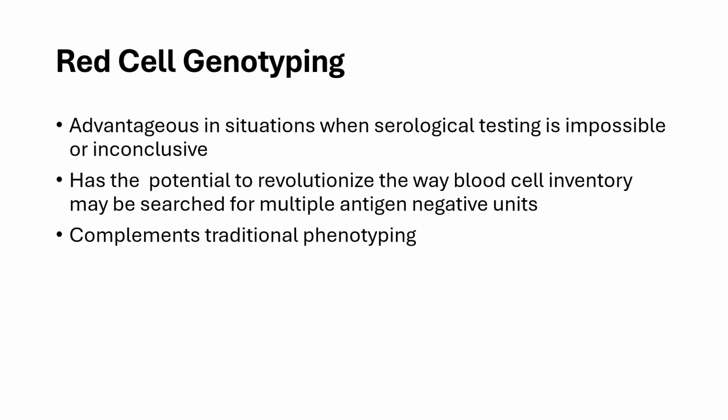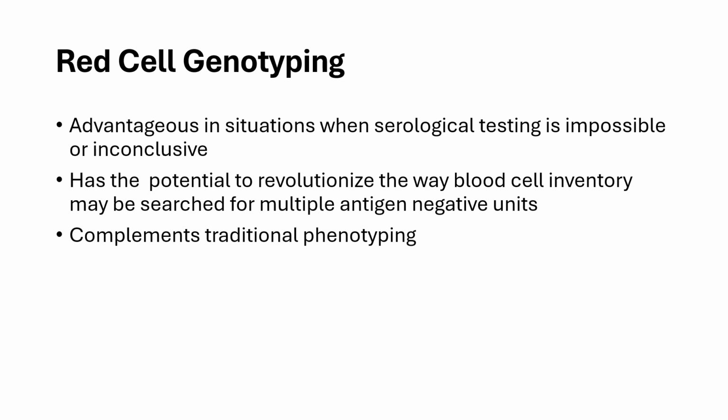Could detect blood group antigens at the genetic level. So it can identify blood group variants in silent alleles that may not express detectable antigens on the red cell surface. And we also have high sensitivity and specificity, so it can detect rare or weak antigen expressions which might be missed by serology. So clinical applications for this is we have searching for multiple antigen negative units, so particularly beneficial in patients with alloantibodies where it is critical to find compatible donor blood lacking specific antigens.